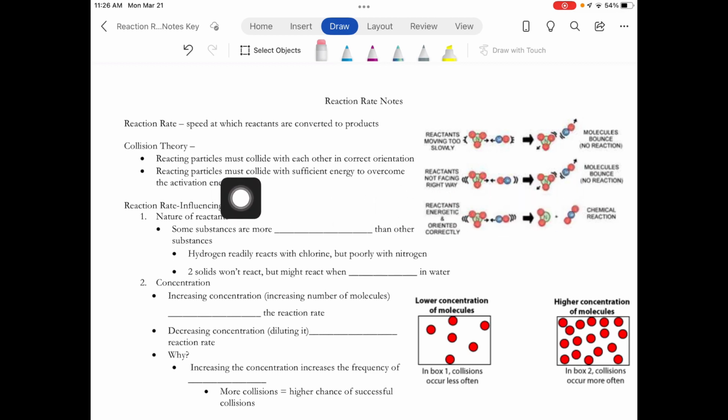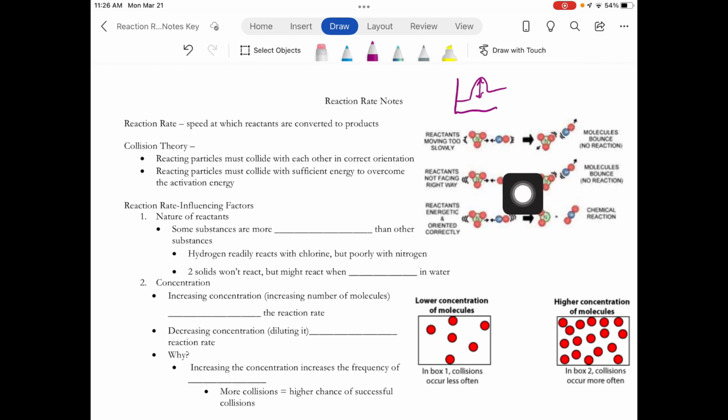Reactant particles also must collide with sufficient energy to overcome the activation energy. Remember, in a reaction like this, it needs to overcome the amount of energy here in order to react. So in this example up here, reactants moving too slowly, even if they hit in the right orientation, will just bounce off and not react if they didn't overcome that activation energy.